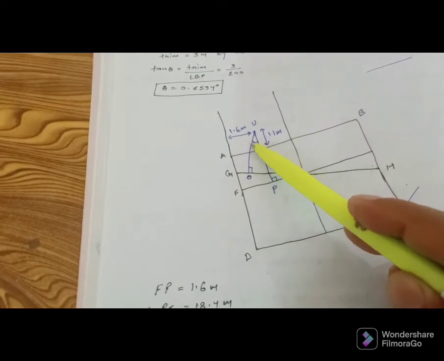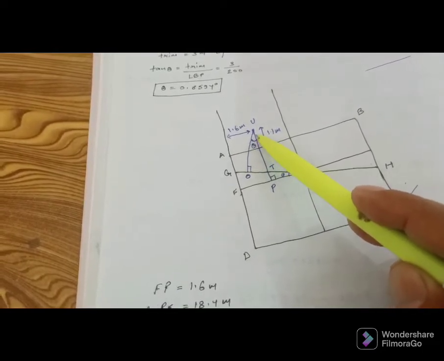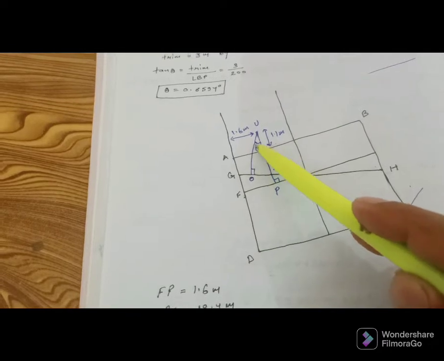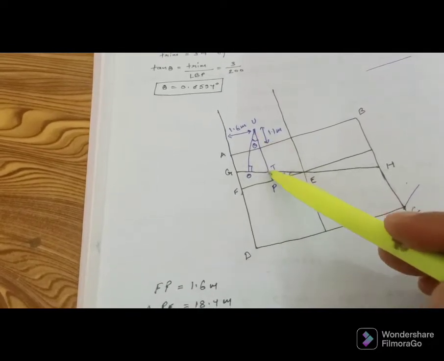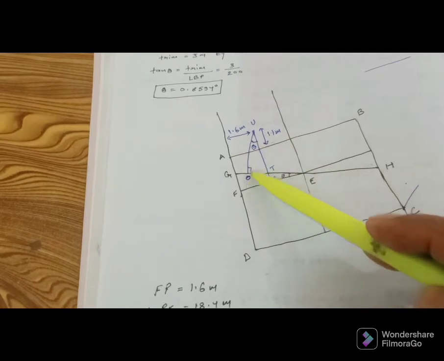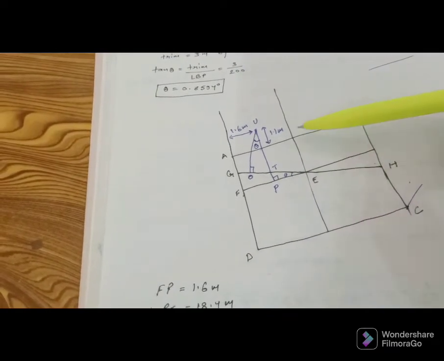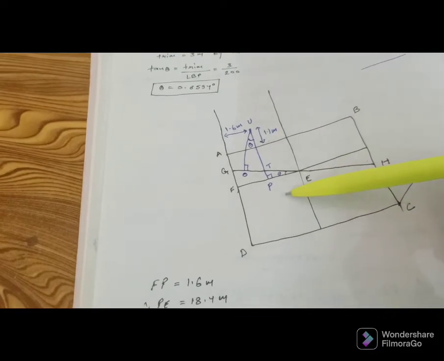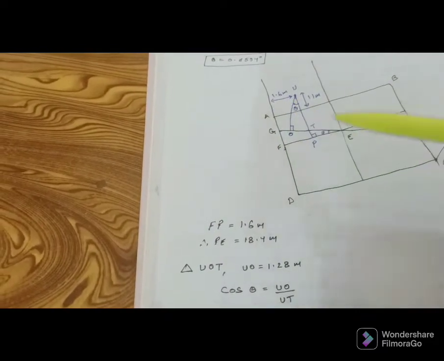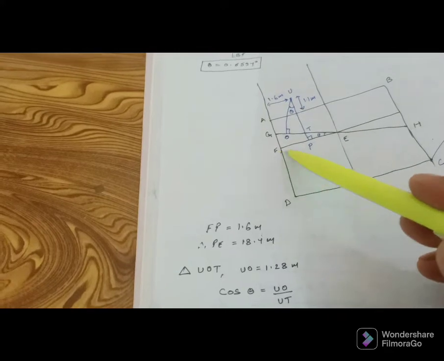This distance is your ullage, which you have taken by sounding tape. This is the distance you have taken because of the sounding tape. This ullage has come, but the actual ullage is this one. UP is your actual ullage, but because of sounding deflection you are getting UO as your ullage. Now what we have to calculate in this question is UP. FP is already given, as I told you. So FP is equal to 1.6, and this one is equal to this one.